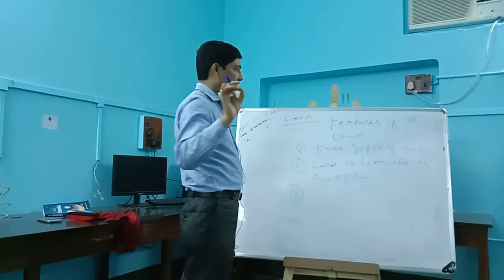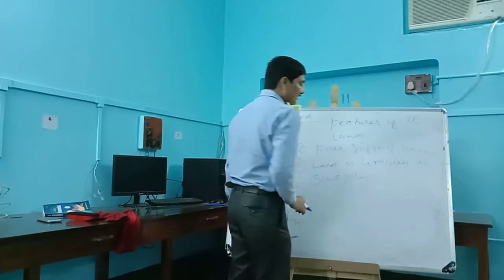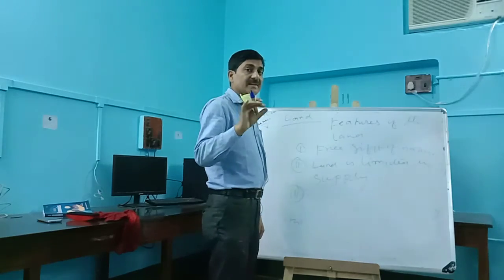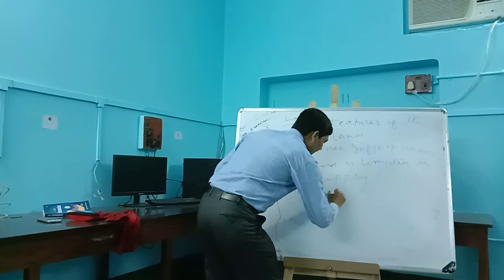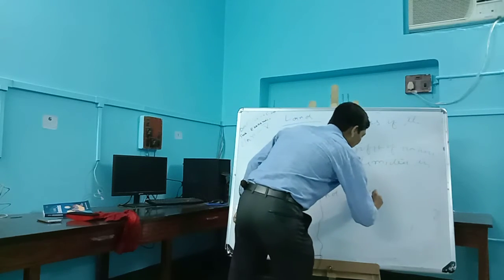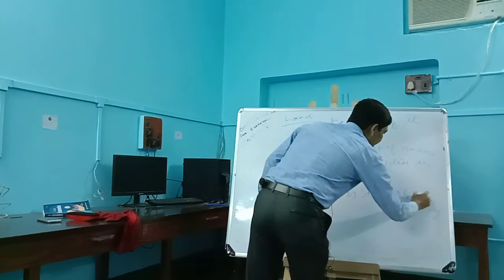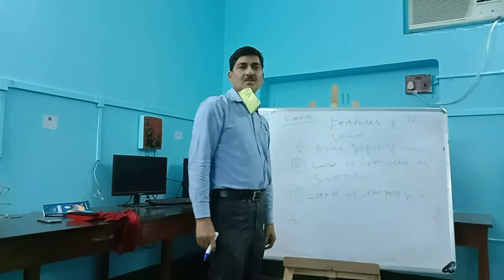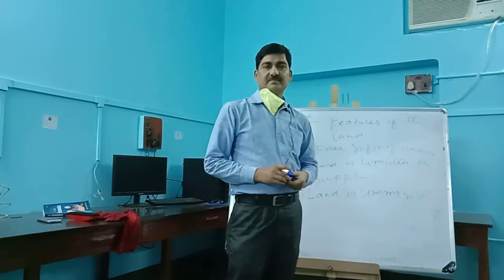Third important feature of the land. It is the land not only free gift of nature, land not only limited in supply, but of course land is immobile. Immobile means we cannot transfer land from one place to another place.